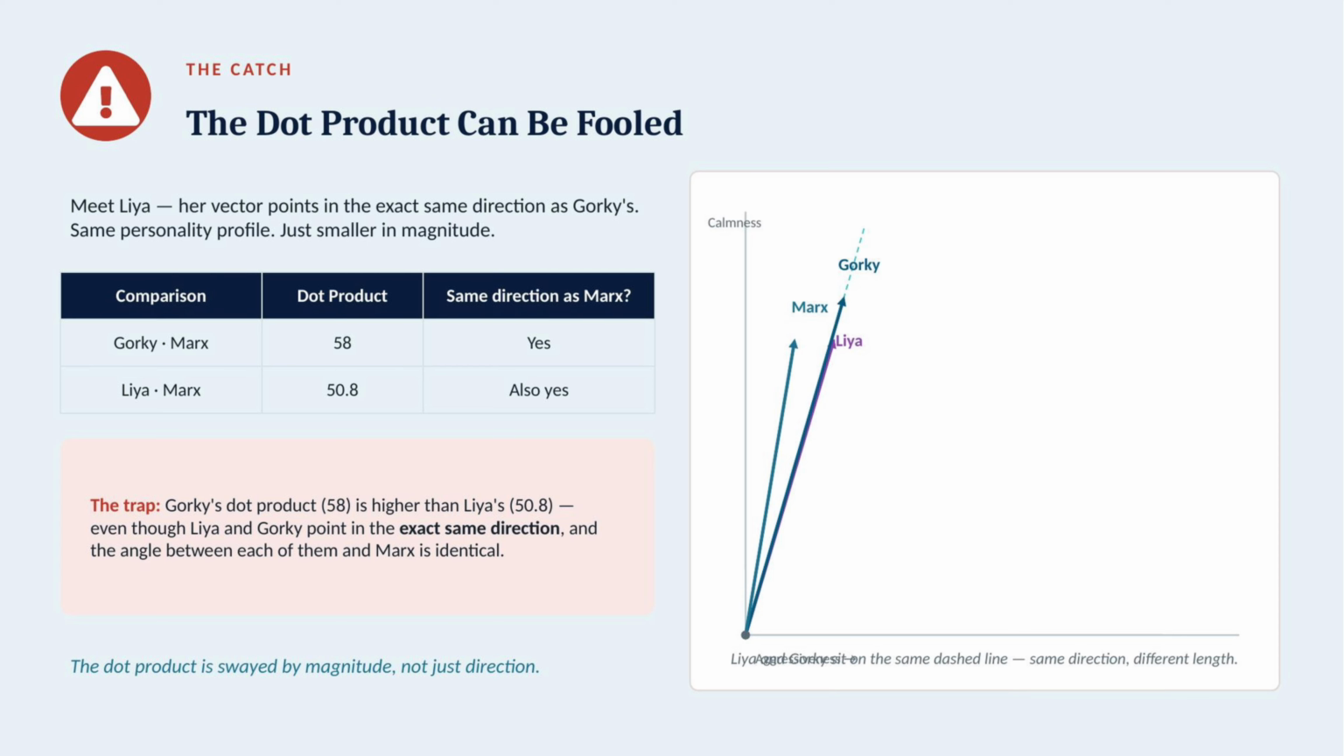Now watch what happens with the dot product. Gorky's dot product with Marx equals 58. Liya's with Marx equals 50.8. Based on those numbers, it looked like Gorky is more similar to Marx than Liya. But that's wrong. Liya and Gorky point in the exact same direction. The angle between each of them and Marx is identical. So why are the numbers different? Because the dot product is affected by magnitude, vector length, not just direction. We need a tool that removes size from the equation entirely.